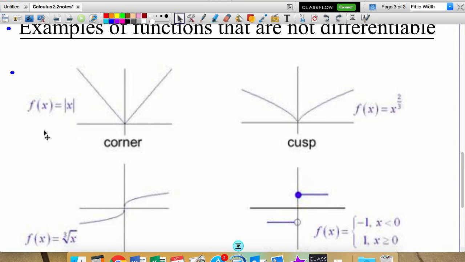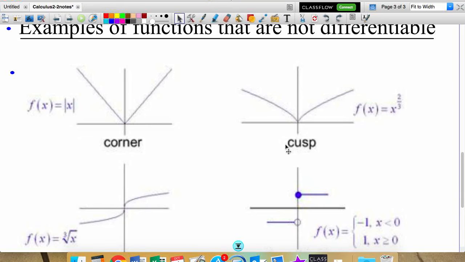A corner is simply a graph which approaches one slope on the left and a completely different slope on the right. So as you can see on the absolute value of x, we have a slope of -1 on the left and a slope of +1 on the right. It's essentially any sharp turn that you make. Now this is a pretty abrupt turn, but you could even have a slope of 1 going to a slope of 1.2 immediately, which would be considered a corner as well.